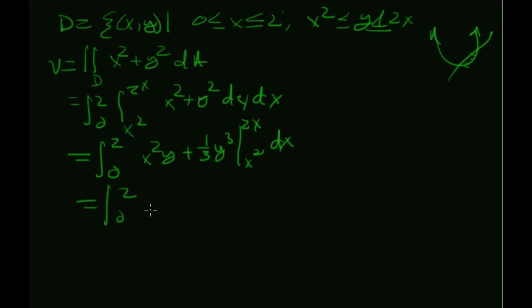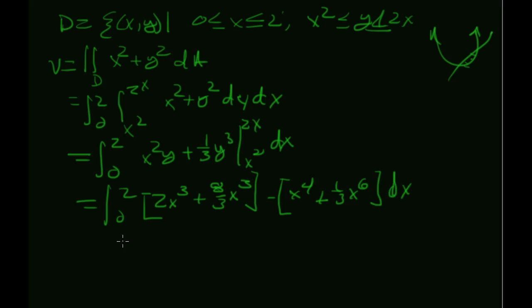So the integral from 0 to 2. Let's see, if I put 2x in here, I'm going to get 2x cubed. That's 2, not 3, so let me write that so we can read it later on. 2x cubed. If I put 2x into here, I get a third, and 2 cubed is 8, so that's going to be 8 thirds x cubed, minus x to the 4th, plus 1/3 x to the 6th dx. All right, so let's see what happens here. We have 0 to 2. 8 thirds and 6 thirds is going to make 14 thirds x cubed, minus x to the 4th, minus 1/3 x to the 6th dx.